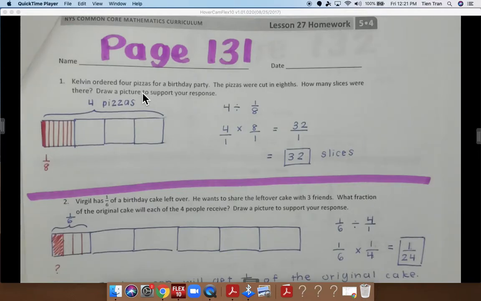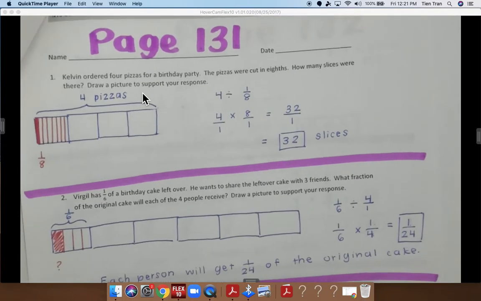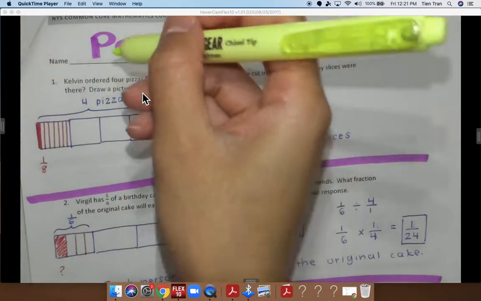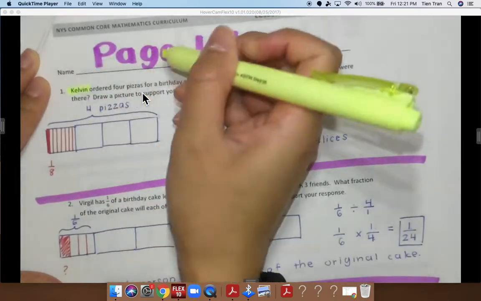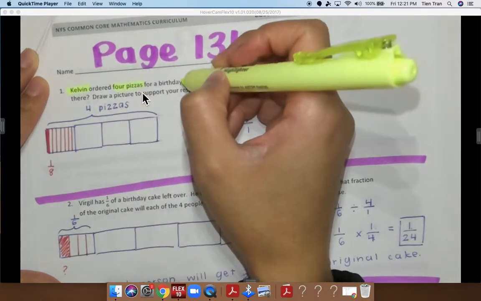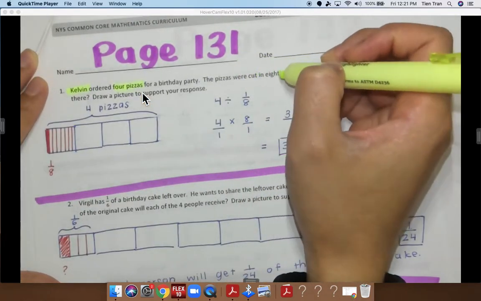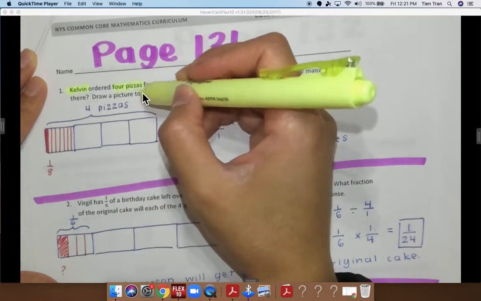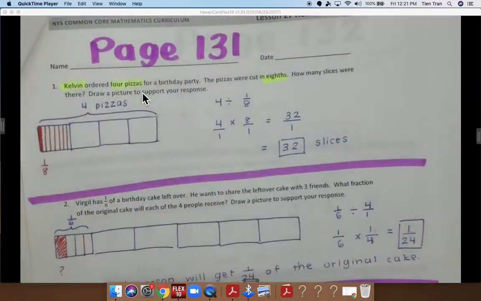We are on lesson 27 homework. Please make sure that you are turning to page 131. The first question says here, Calvin ordered 4 pizzas for a birthday party. The pizzas were cut into eighths. How many slices were there? Draw a picture to support your response.